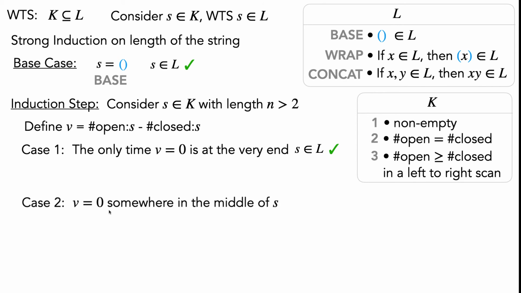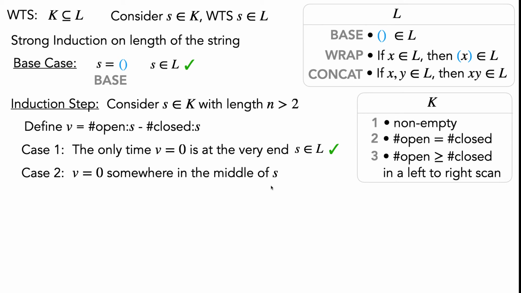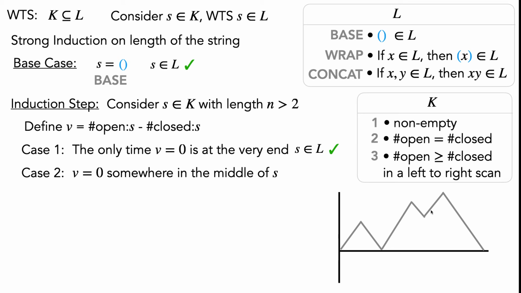This is when V equals 0 somewhere in the middle of S. To visualize this using our mountain range diagram, this looks a little something like this. It could hit 0 multiple times, even though it's just drawn as hitting 0 once here. So now we're going to split S equal to xy, where we decide that split point between x and y as the first time when V hits 0. So in our visualization here, this part would be x and this part would be y.